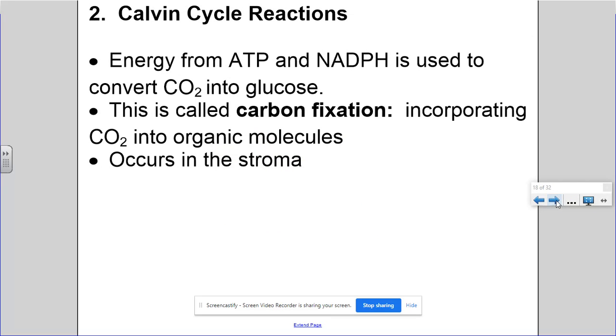Then we have the Calvin cycle reactions. Energy from ATP and NADPH is going to be used to fix carbon dioxide into glucose. So again, we took light energy, we converted it into ATP and NADPH, and now that energy is going to be put into glucose. And this will occur in the fluid of the chloroplast called the stroma.